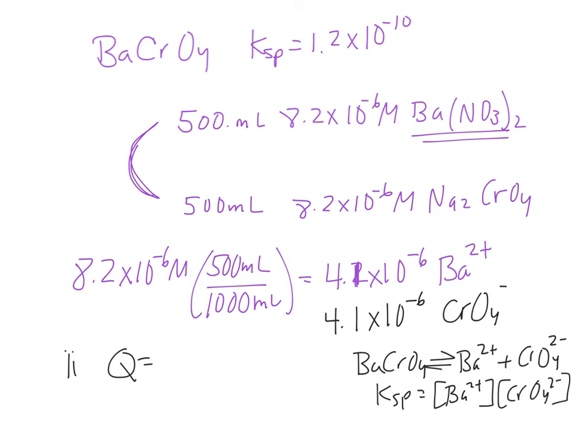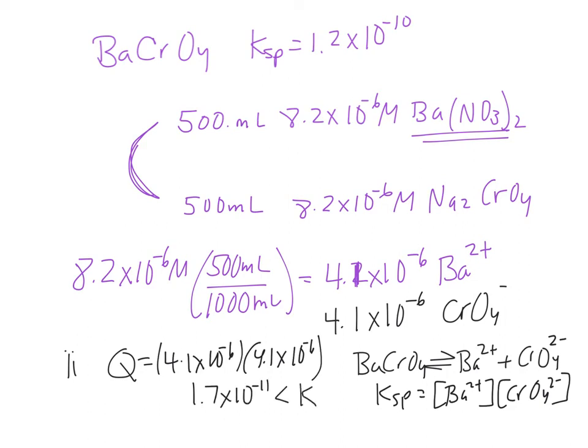So the Q value is going to be 4.1 times 10 to the minus 6 times 4.1 times 10 to the minus 6. This comes out to be 1.7 times 10 to the minus 11. And since this is smaller than K, no precipitate will form.